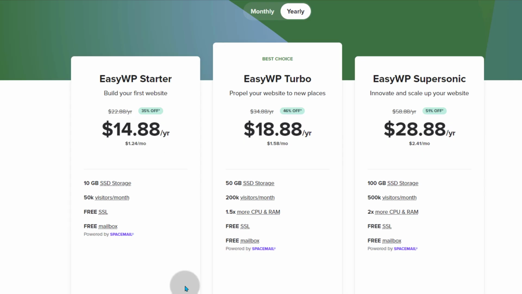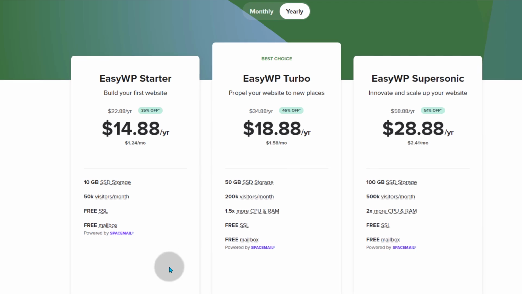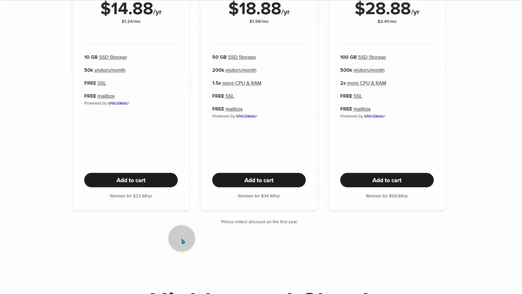These are good prices. If I was to host a new WordPress website, I can just go with this. If I have a website I want to test, maybe a business I want to test, I can definitely try this out.